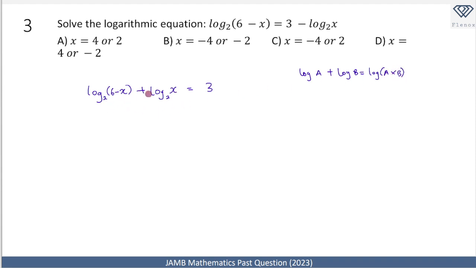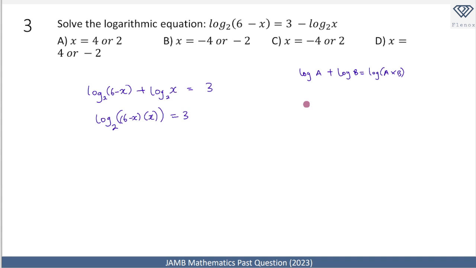So applying that there, we have the plus sign, so this becomes a plus. So this becomes log of 2 times what? 6 minus x times x. I'm going to multiply both of those terms together is equals to 3.